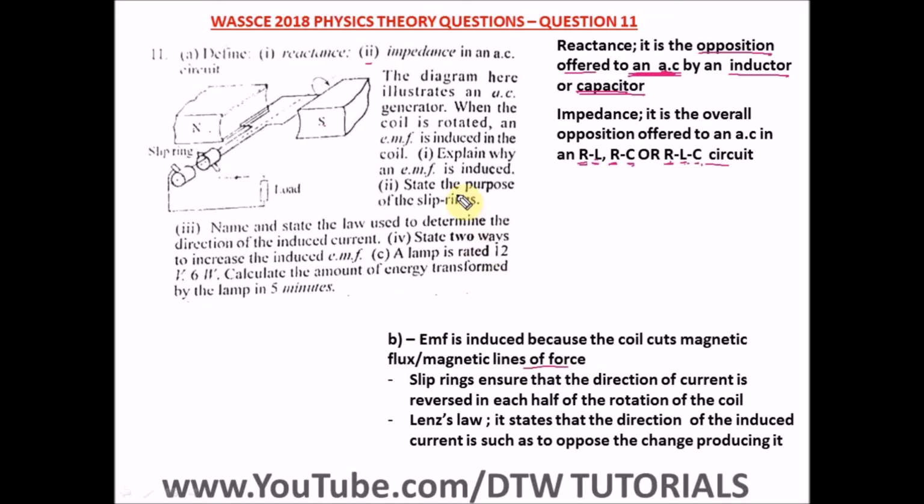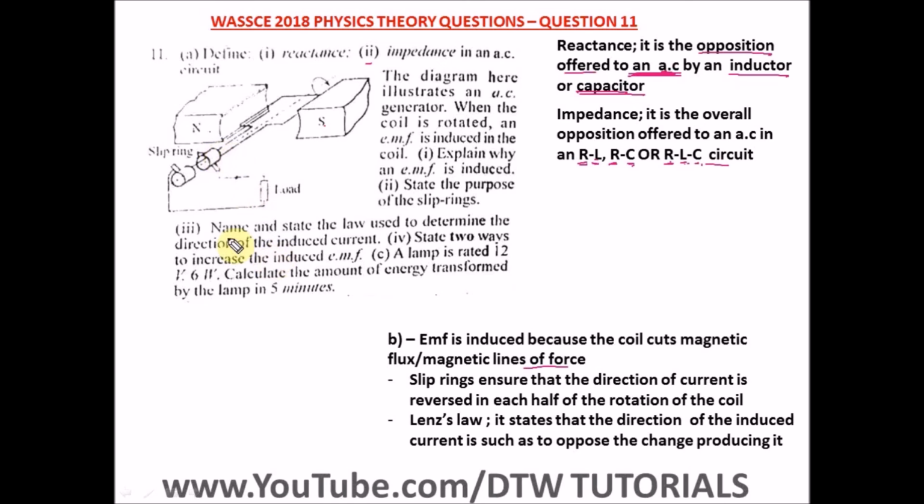Okay, alright, so it says state the purpose of the slip rings. That's these rings here. Now the purpose of the slip rings is to do what? To ensure that the direction of current is reversed in each half of the rotation of the coil.